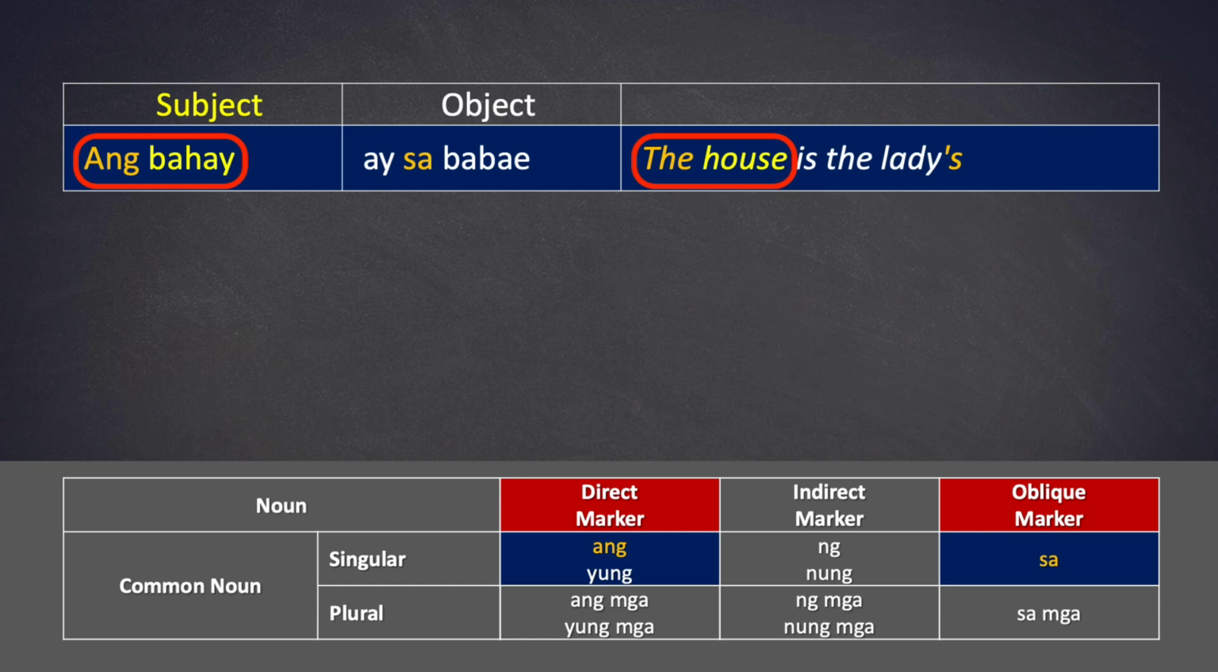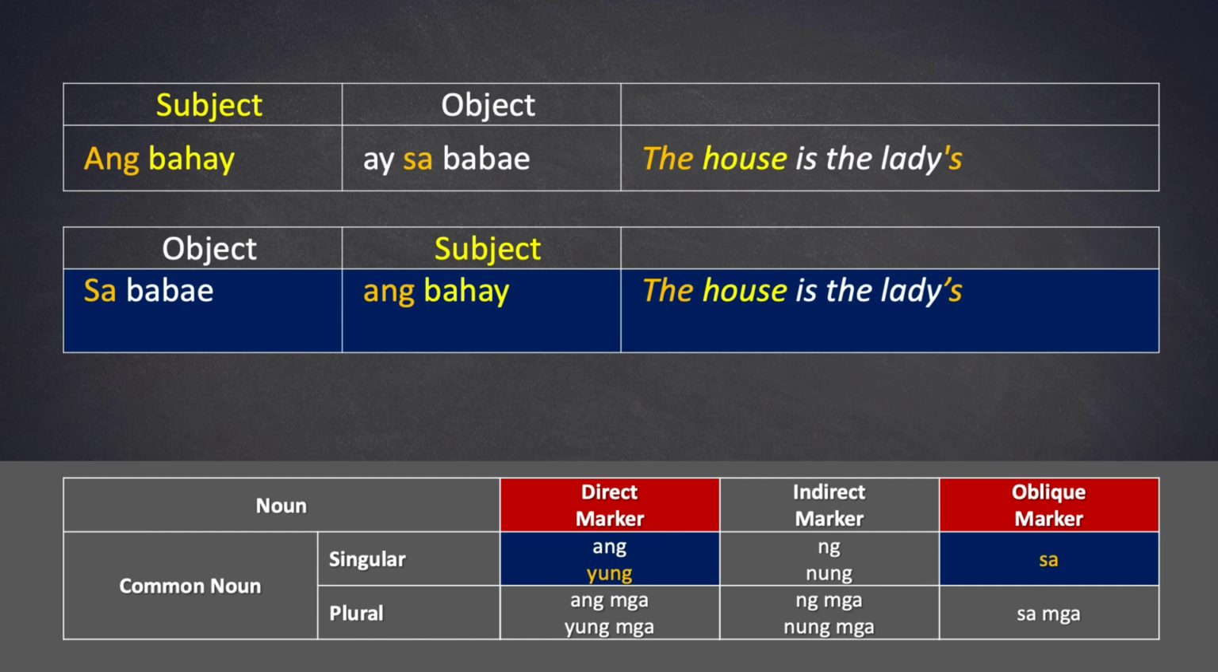Now, let's flip it. Sa babae ang bahay. The house is the lady's. Different sentence structures but the same idea. Although the object sentence pattern has a slightly different angle to it.